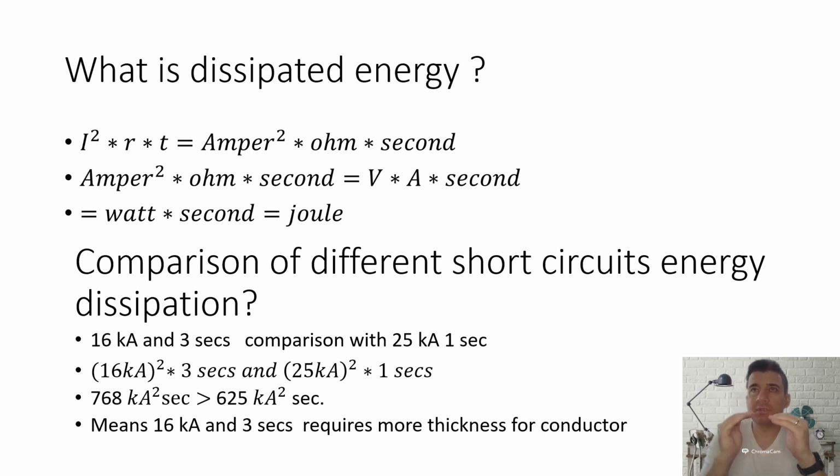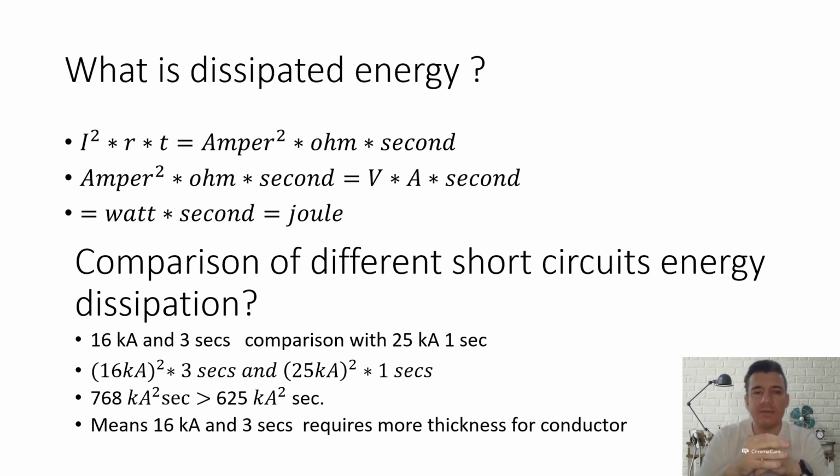So up to a certain temperature, before its melting temperature, we will try to find the final temperature of that conductor with the given conditions. And also, I want to give you a very different approach, a comparison of different short circuit energy dissipations. 16 kiloamp and 3 seconds, compared with 25 kiloamp, 1 second. So 16 kiloamp squared with 3 seconds, and 25 kiloamp squared with 1 second.